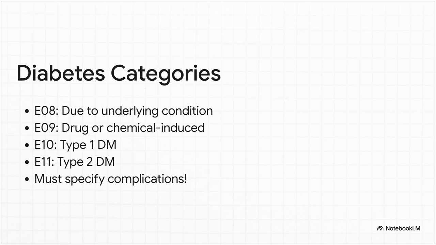You must capture the manifestation chain by specifying complications. Does the patient have diabetic neuropathy, nephropathy, retinopathy? If the attending documents type 2 diabetes with chronic kidney disease stage 3, you need code E11.22 for the diabetic kidney disease plus the N18.32 code for that specific CKD stage. It's like putting together a very specific puzzle.